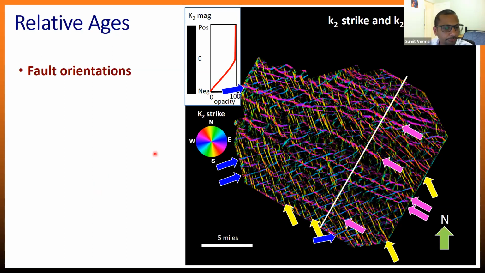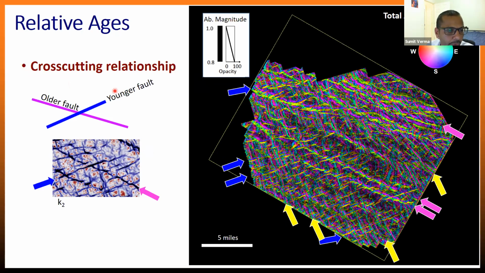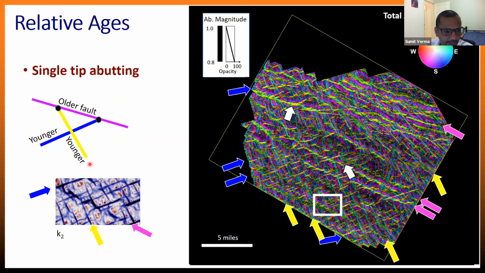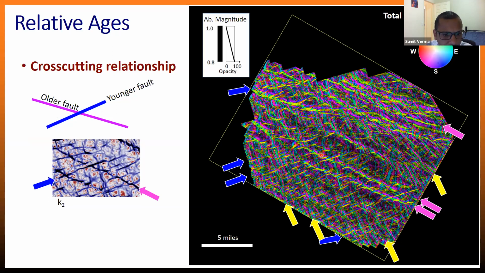Further on, cross-cutting relationships. Cross-cutting relationships suggest that the younger fault will cut across the older fault. We can see quite a few examples of that here. In this part, you can see some of these blue faults cutting across the magenta fault. So there is a clear relationship that these faults are actually younger than these magenta faults. You can see the same relationship happening in different places here.